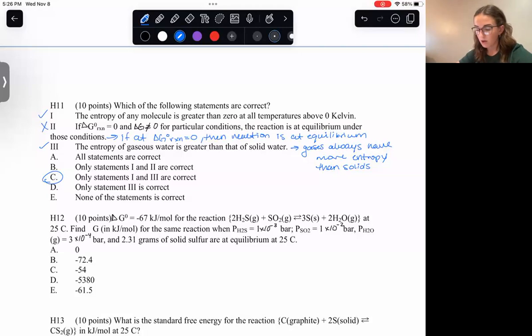That would be true. Or if delta G at standard conditions is equal to 0 and delta G at non-standard conditions is equal to 0, then you would be at equilibrium. You need to have delta G equal to 0 in order for it to be at equilibrium. Does that answer all of the questions in the chat that just popped up? Okay, perfect.